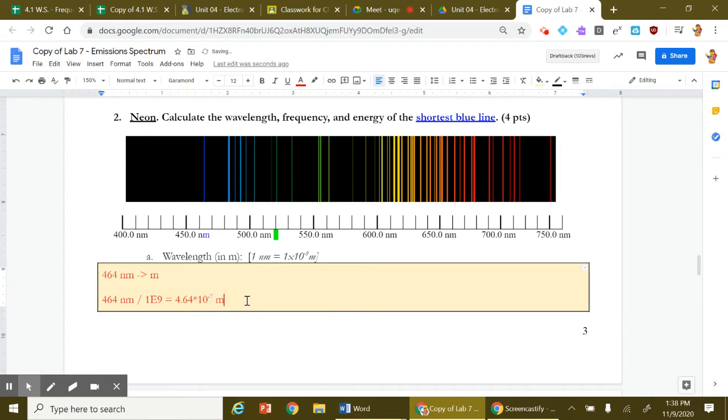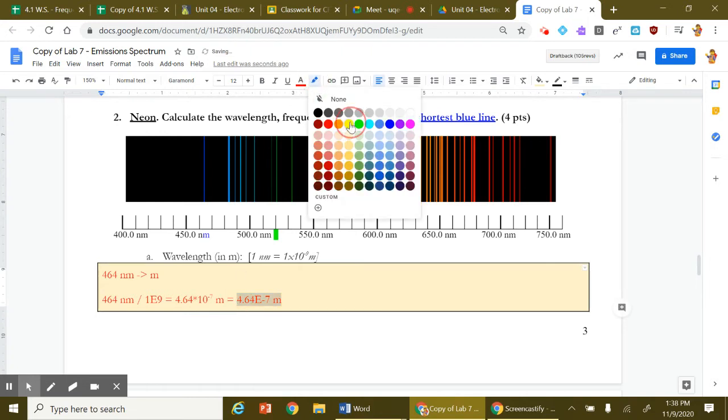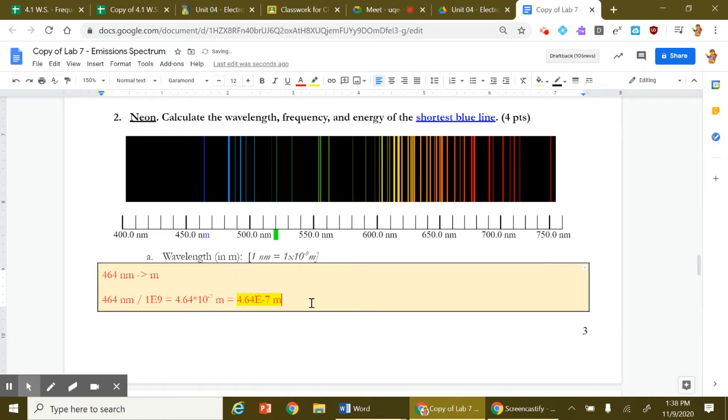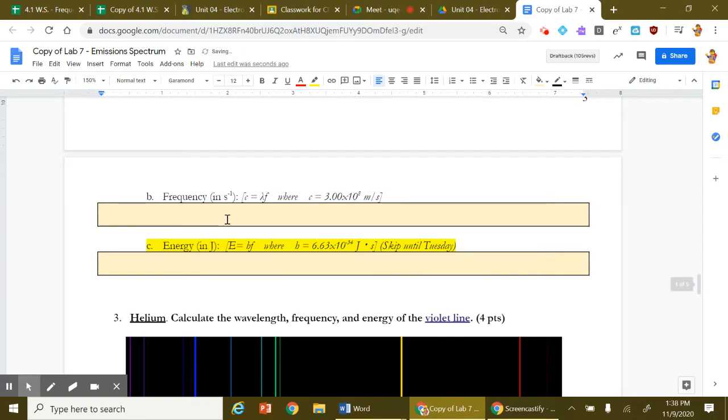Which is why, guys, it's sometimes easier just to write 4.64 e -7 meters. This is why I've totally approved of using the e notation right there. Okay, cool. So that is how you get the wavelength: take the nanometer measurement and divide by 1,000,000,000. Next step, you have to figure out the frequency.